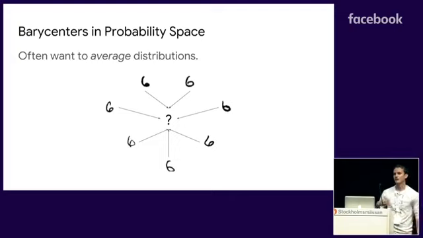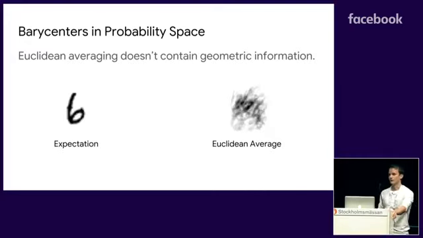All right, so now returning to our original problem of finding averages or barycenters in probability space. It's often the case that we want to average distributions. Let's say we have these example digits from MNIST. We're curious, what's the average 6 going to look like? Well, there's one obvious way to do the average, which is in Euclidean space. The problem is that the Euclidean average doesn't contain geometric information. So if your 6s are just slightly shifted away from the center, then what you get is essentially garbage. But what you want is something that still looks like a 6.